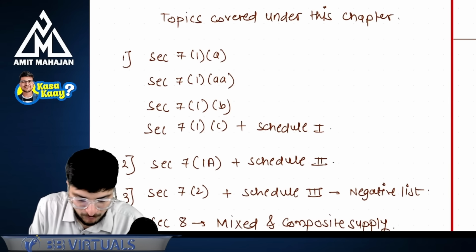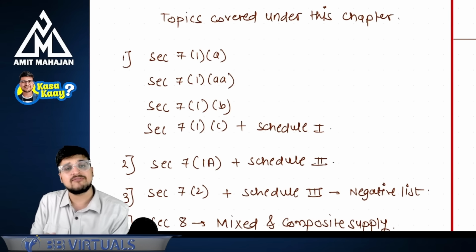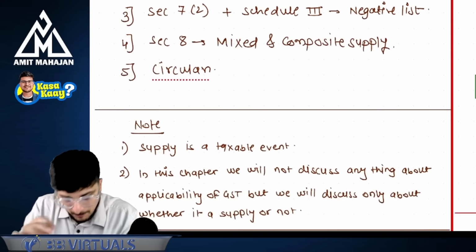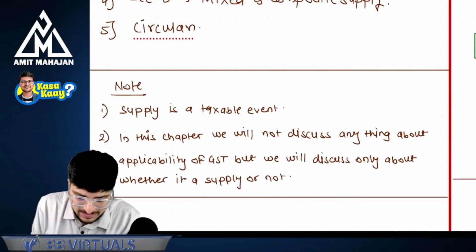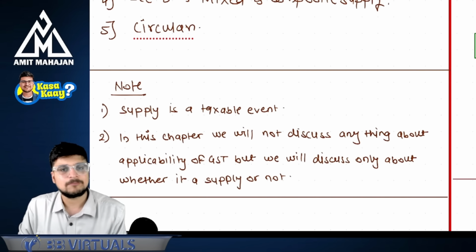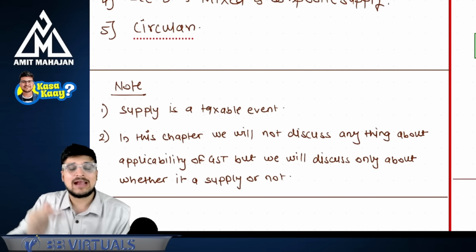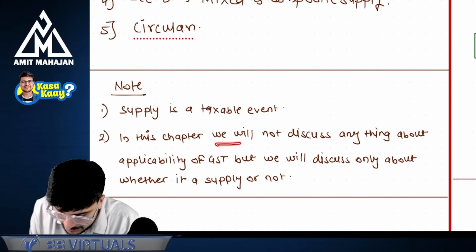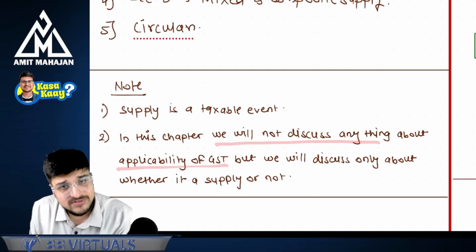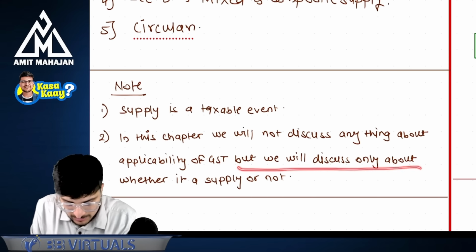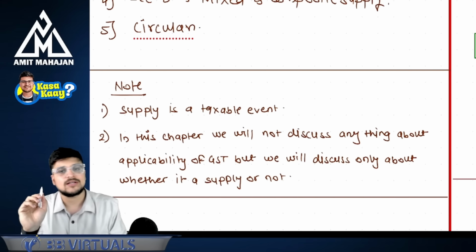As I said, these are the topics which will be covered. Section 7(1A), first we'll talk about 7(1A). But before that, we will understand that supply is a taxable event. Supply is a taxable event, and in this chapter, we will not discuss anything about the applicability of GST, but we will discuss whether it is a supply or not.